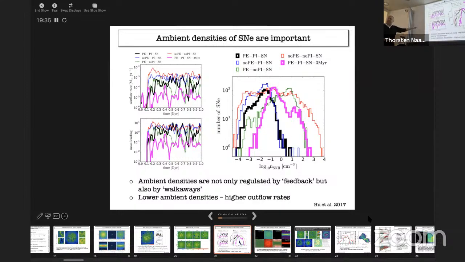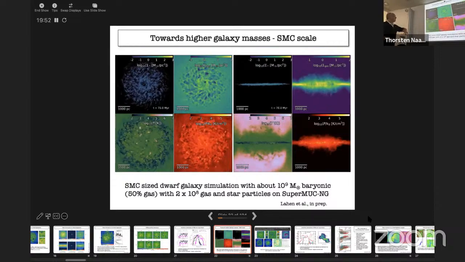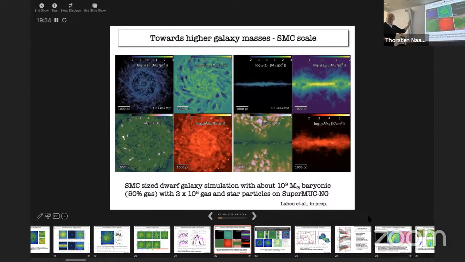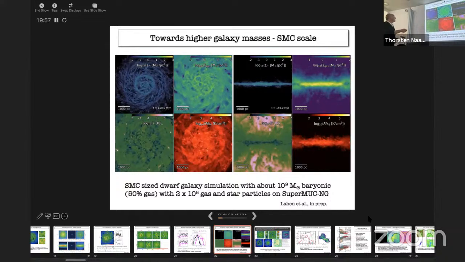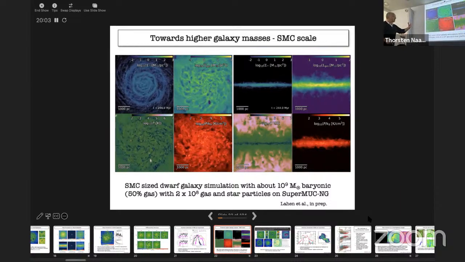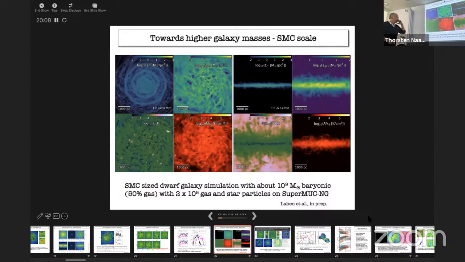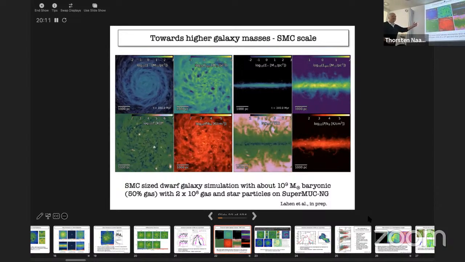We have confirmed this with other types of simulations. Other people have confirmed this also with other codes and other types of simulations. So this seems to be a robust result. And here's just a teaser. We have been able to go to SMC-size galaxies. This is the stellar distribution, gas temperature and pressure. This is a 2 times 10 to the 8 particle simulation, so it's very expensive, but hopefully useful.